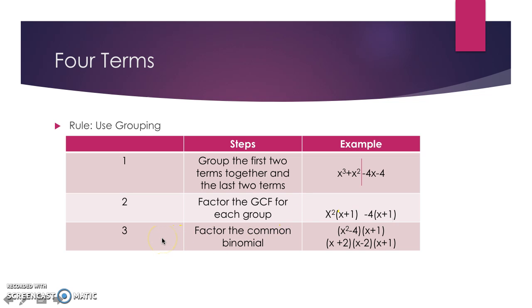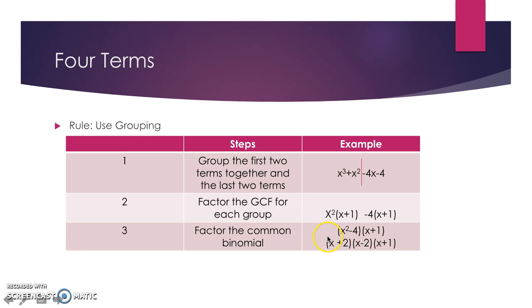Step 3, factor the common binomial. So I have this x squared here and this negative 4 here. I'm going to group those two together, okay? And then these two are the same. I have an x plus 1 and an x plus 1. So I have x squared minus 4 times x plus 1.